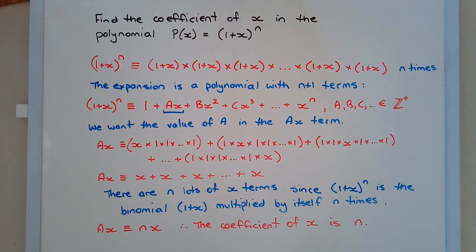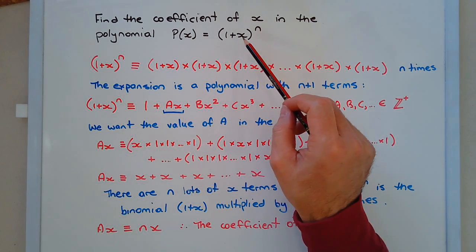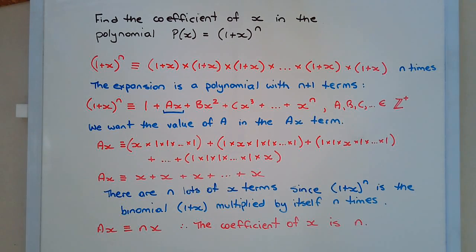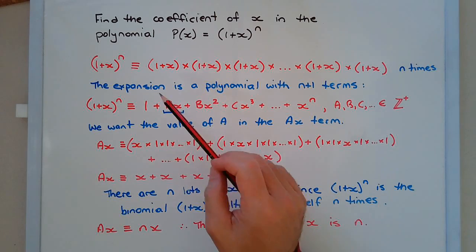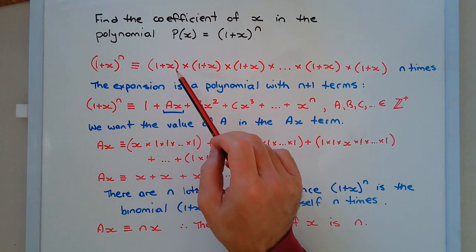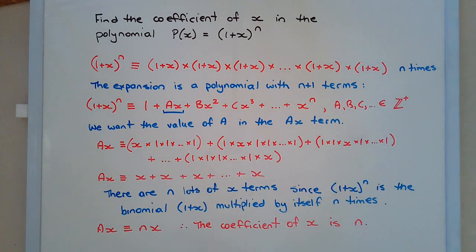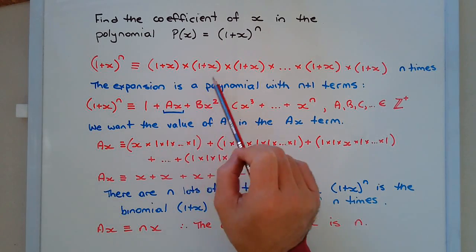Find the coefficient of x in the polynomial p of x equals (1 plus x) all to the power of n. Now (1 plus x) all to the power of n in expanded form is identical to the binomial 1 plus x multiplied by itself n times. So there's n of these binomials.